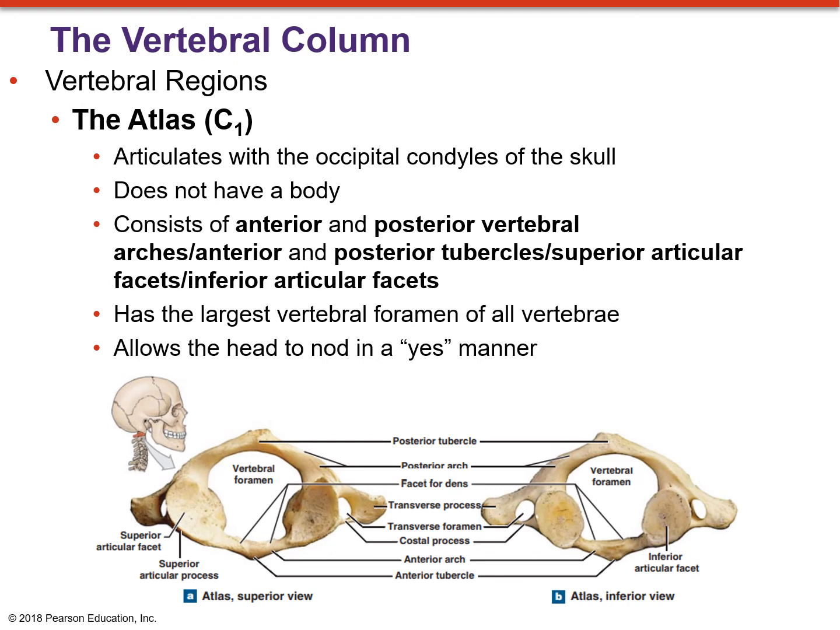So the articulation between the occipital condyles and the atlas is a joint that permits nodding, or basically being able to say yes. But it also prevents twisting. Okay?